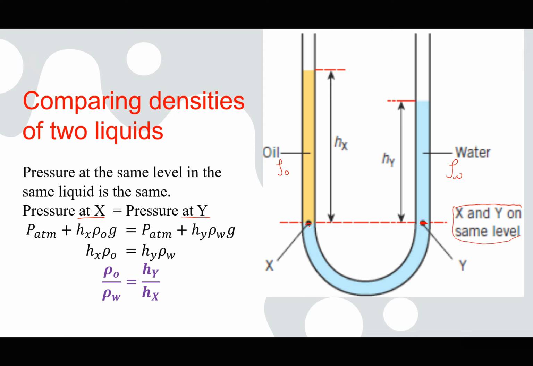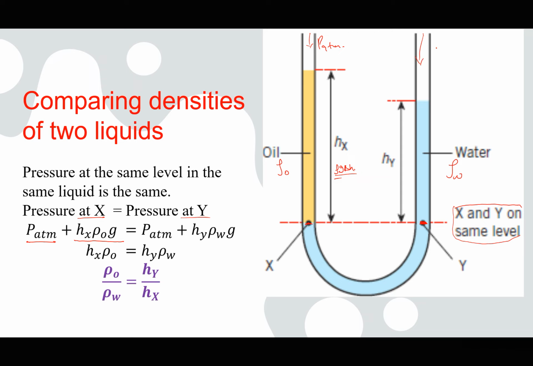But what is the pressure at X, and what is the pressure at Y? The pressure at X, because the container is open, we have atmospheric pressure here, and we have pressure due to this height, which is given by density times G times the difference in height H. So the height is Hx. So pressure above point X is going to be the atmospheric pressure plus Hx times the density of the oil times G.